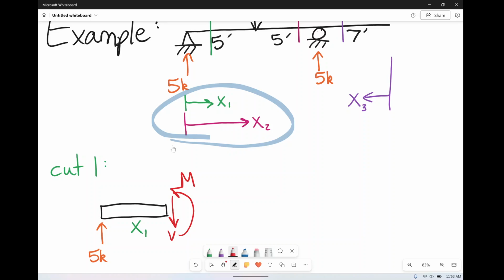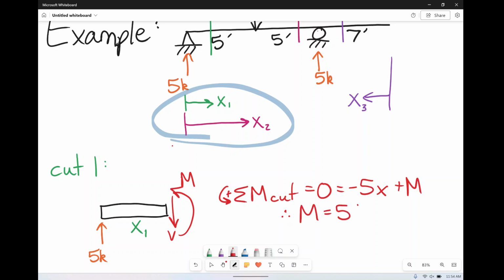So for the moment, all we have to do is sum the moments at the cut and set it equal to 0. So you have your 5 kip times distance of x, and then you have your moment. Those are going in opposite directions. So our 5 kip is going the wrong way, so we're going to have minus 5 times x and then plus M. So M is equal to 5x.